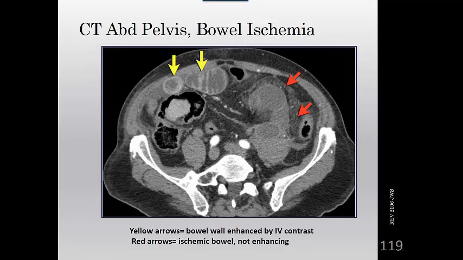And here is bowel ischemia, or dead bowel, as it's sometimes called. The yellow arrows are the bowel wall that's enhancing with IV contrast, and then you see over here this ischemic bowel is not enhancing. There's no IV contrast flowing through the mesenteric vessels, highlighting this bowel because it's not getting there. So that bowel is becoming necrotic, and will be if it's not surgically intervened.